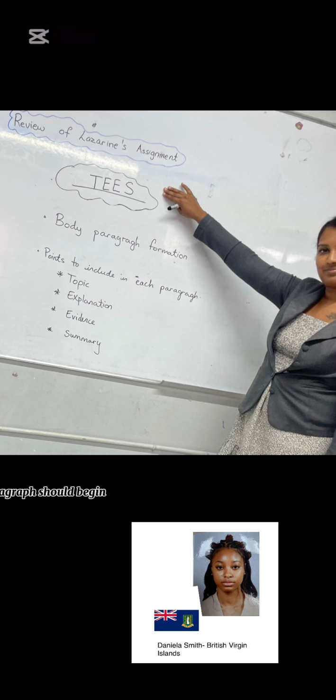The paragraph should begin with the topic sentence, which introduces the idea that strengthening regional tourism is a key step in Caribbean unification. Following this, the explanation should elaborate on how tourism can facilitate regional integration. For instance, Lazarine might explain that increased inter-island travel and collaborative tourism campaigns can foster a stronger sense of regional identity among Caribbean citizens.